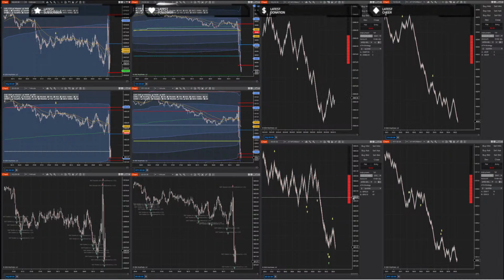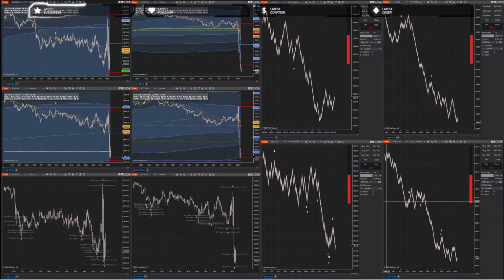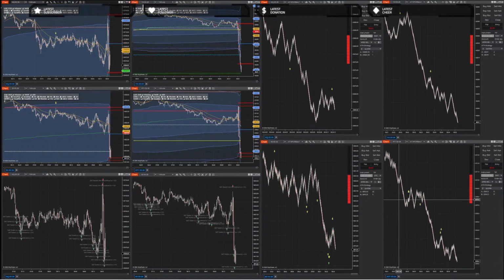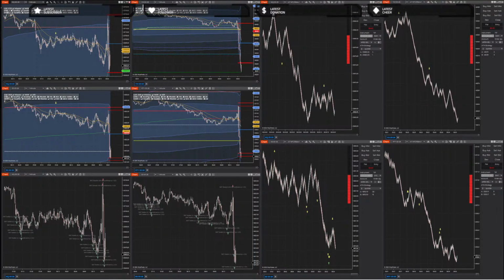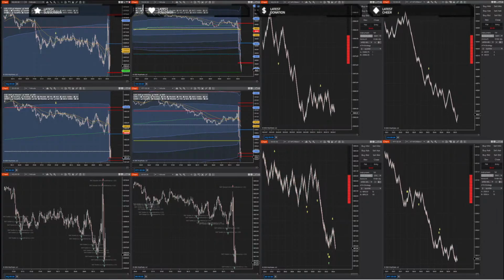Just going to sit here and wait for the market to play out. When I'm feeling pretty good about where the market is, then we'll start potentially taking trades. Don't know yet.